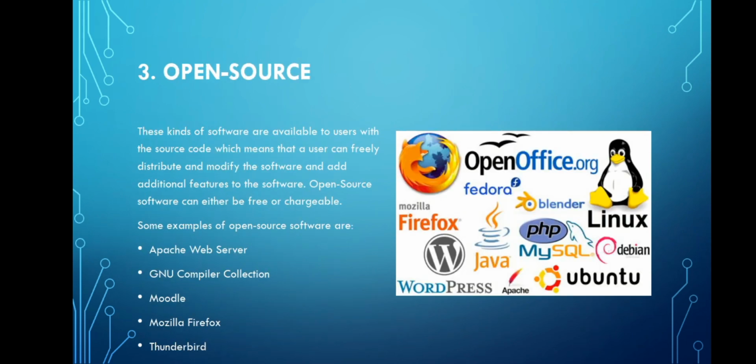Open source. This kind of software is available to users with the source code, which means that a user can freely distribute and modify the software and add additional features to the software. Open source software can either be free or chargeable. Some examples of open source software are Apache Web Server, GNU Compiler Collection, Moodle, Mozilla Firefox, Thunderbird.